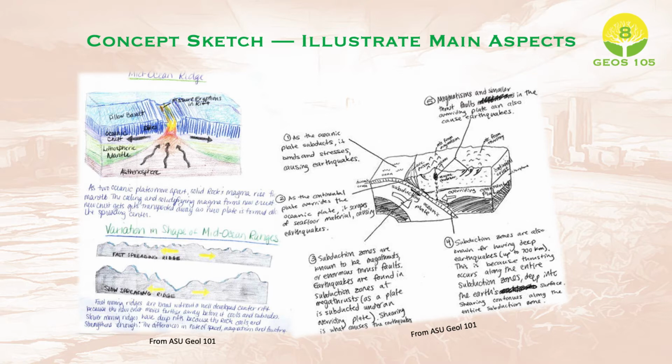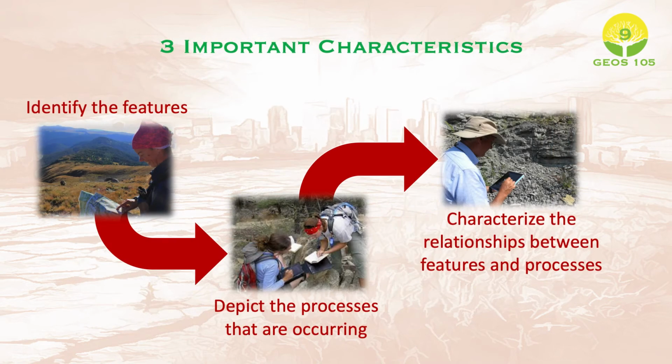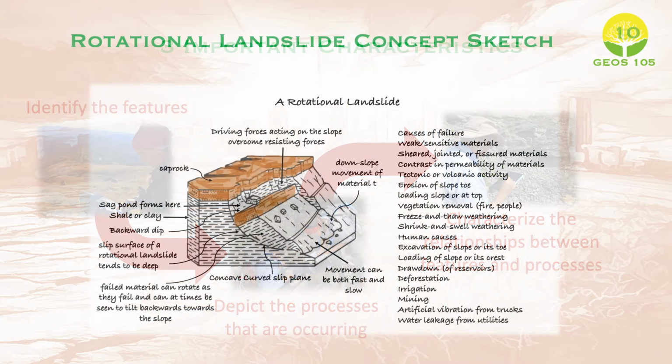Let me set the stage by saying that a concept sketch is a simplified sketch illustrating the main aspects of a concept or system, annotated with concise but complete labels. When we talk about concept sketches in geosciences, I want you to understand that ours are very different from the concept sketch term that is used by artists and architects to imply a preliminary portrayal of an idea or future project. So, what is a geoscience concept sketch? A geoscience concept sketch has three important characteristics or goals. These are: identify the features, depict the processes that are occurring, and characterize the relationships between features and processes.